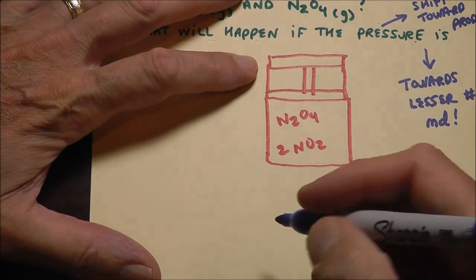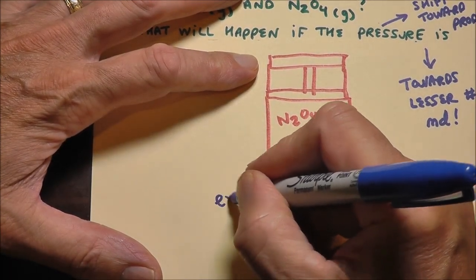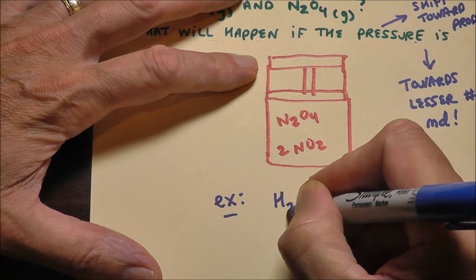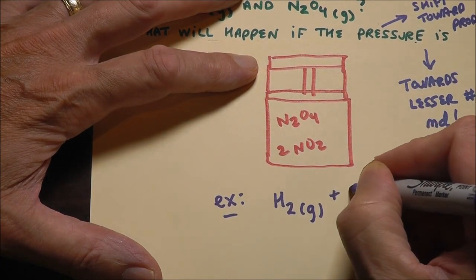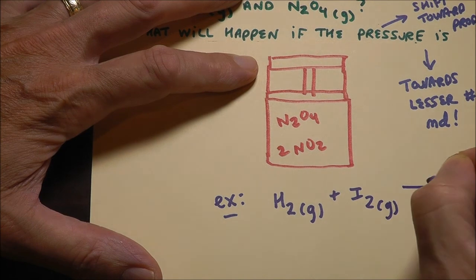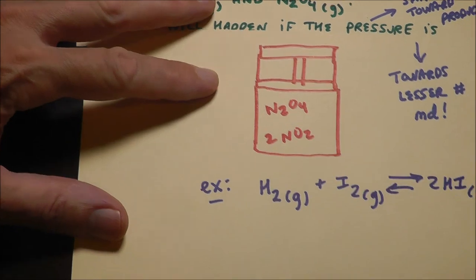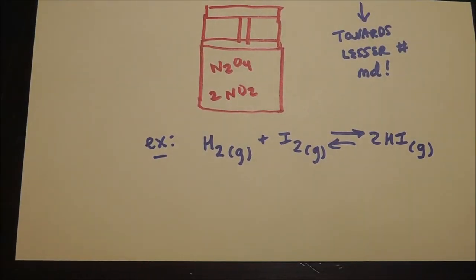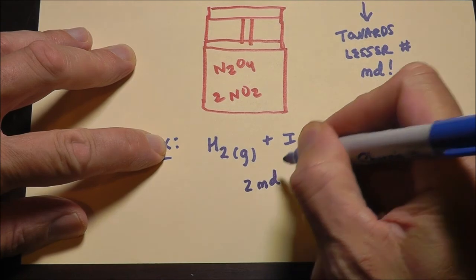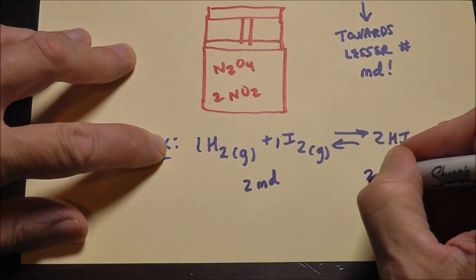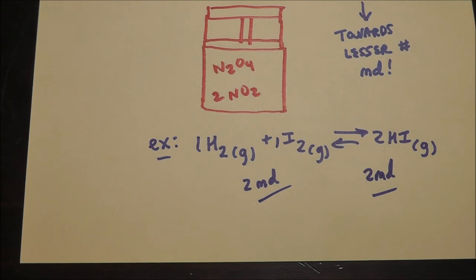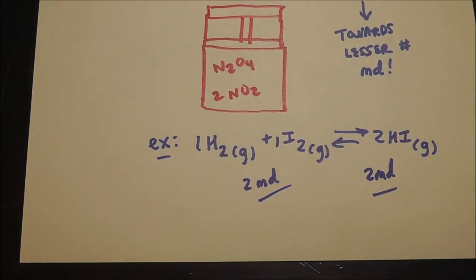Now, what if it was another reaction, like H2 gas plus I2 gas going to make 2HI. They don't care. Nature don't care. Push on it all you want. There's 2 moles on the left, coefficient of 1 there, coefficient of 1 there, 2 moles on the right. It's a net 0. It won't matter. K will stay the same. The concentrations will both increase proportionately to give the same value of K.